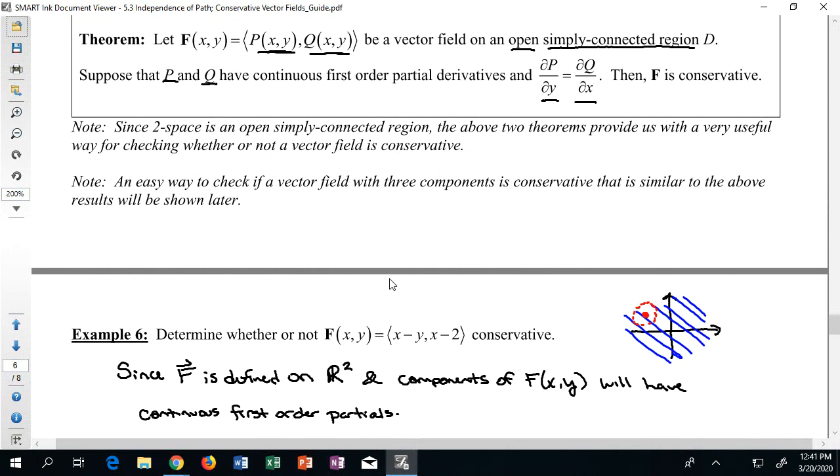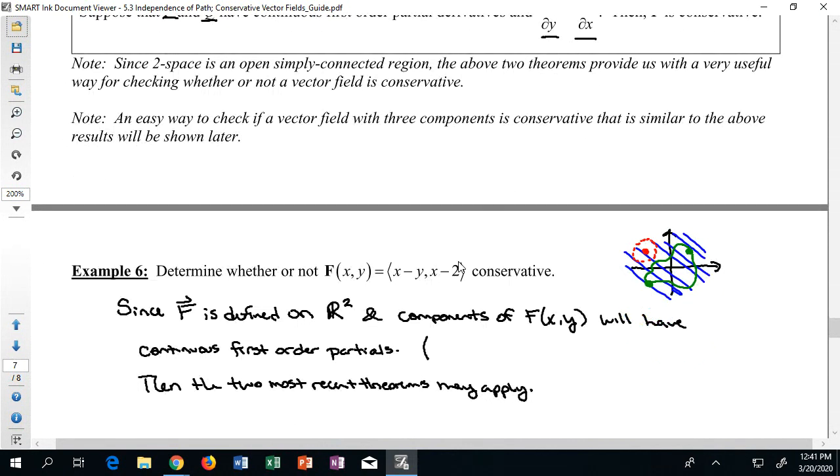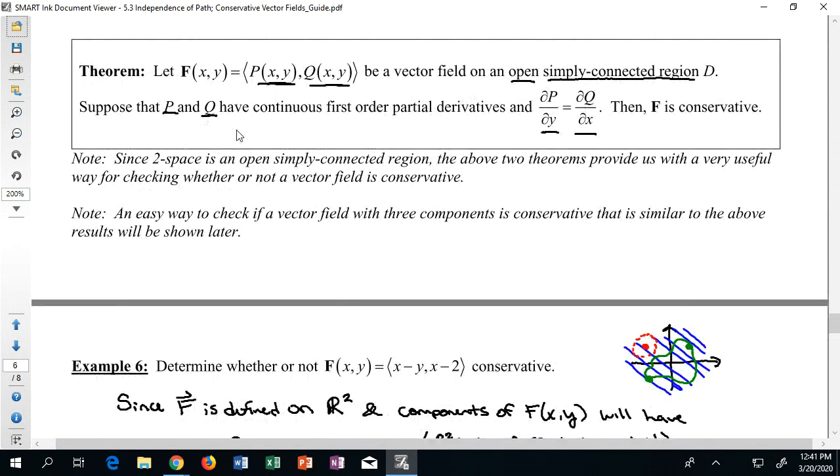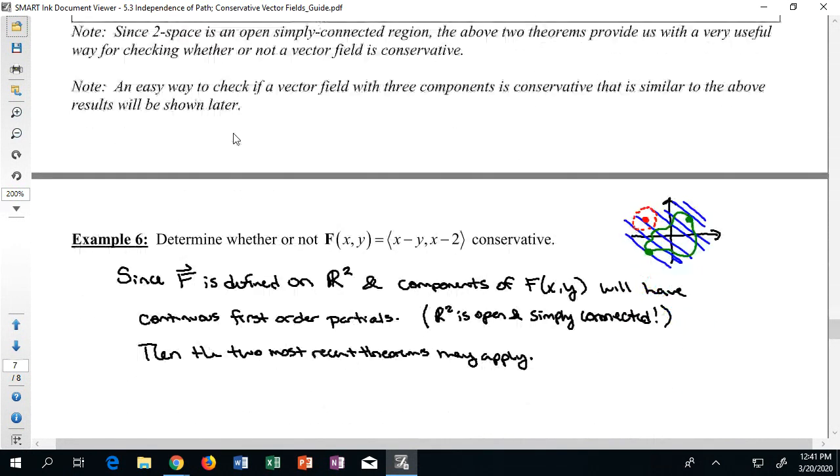But I also can tell that R2 is simply connected, meaning that any point that I pick in here, if I draw a curve that doesn't intersect itself and starts and stops at the same point, only covers spots in R2. So I'll note right here, R2 is open and simply connected. So this is how I know that I have the last two theorems both applying. It seems like the conditions are met.